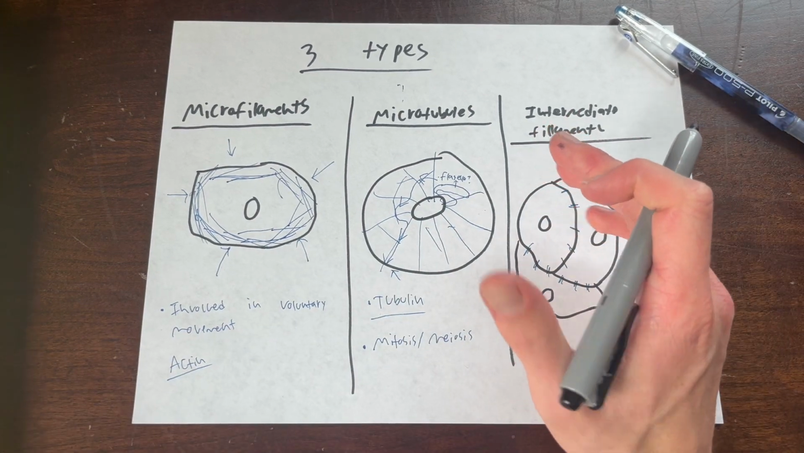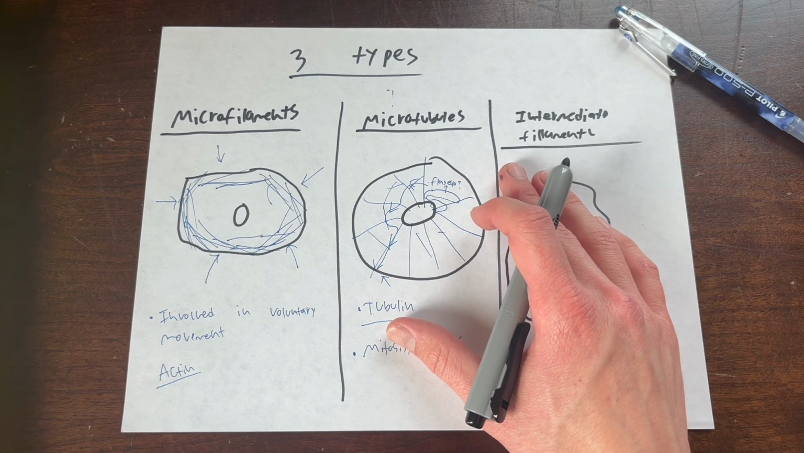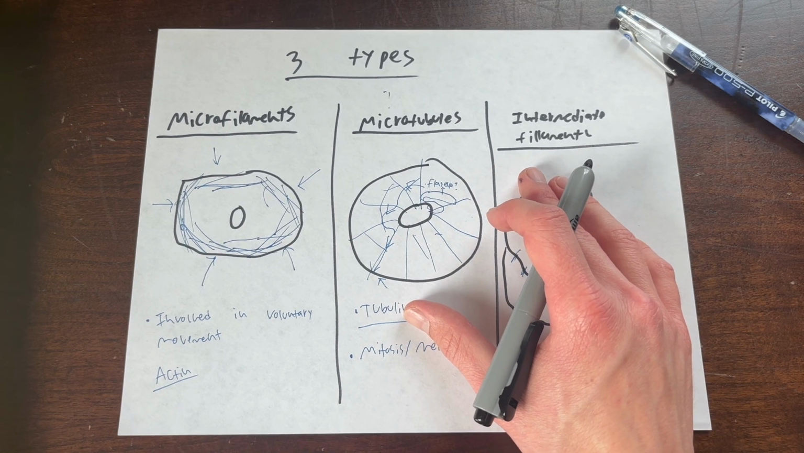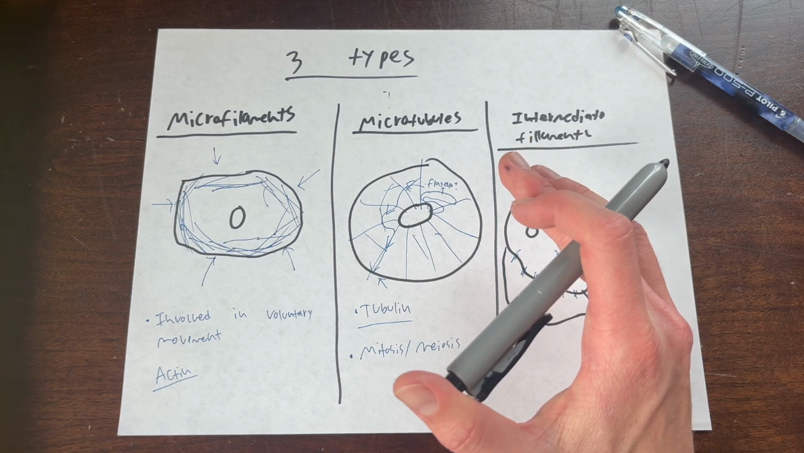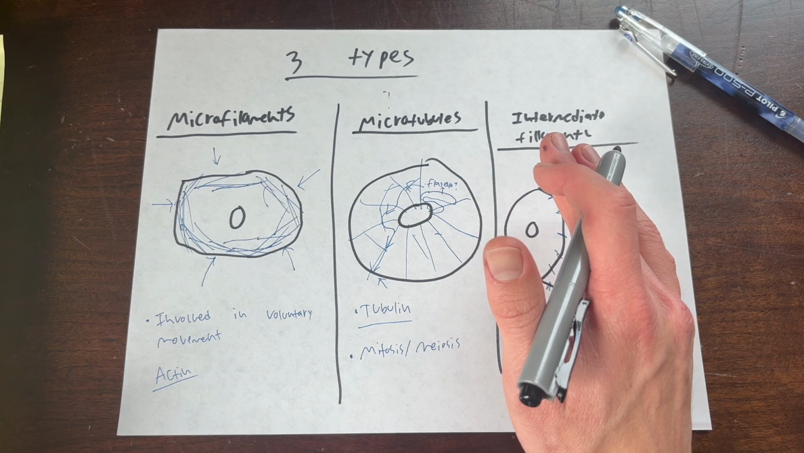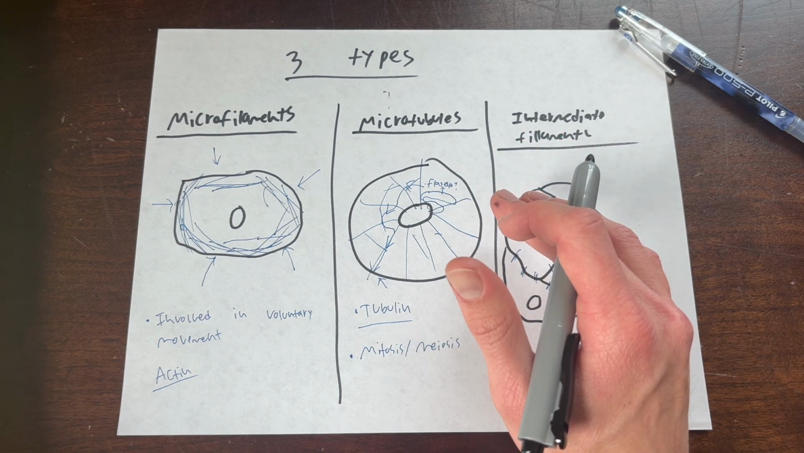Okay, I think that does it for the eukaryotic cell structure. I hope this was helpful for you. If you have any advice on things you'd like me to change up, let me know. But for now, this will conclude our section on the eukaryotic cell.